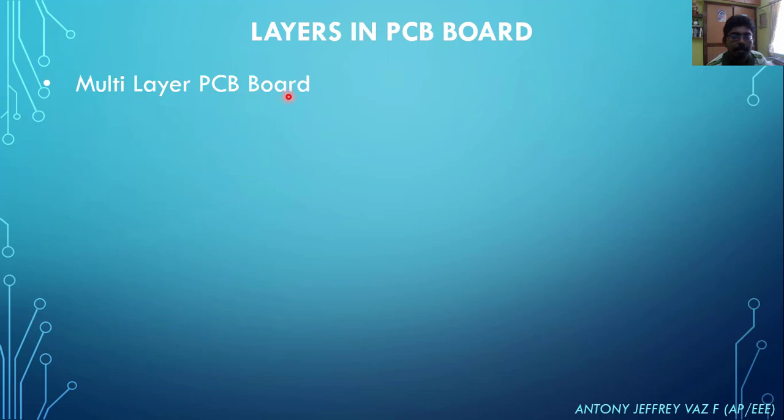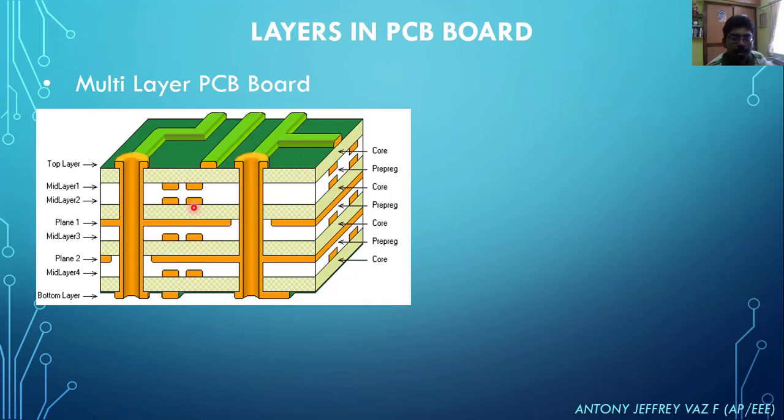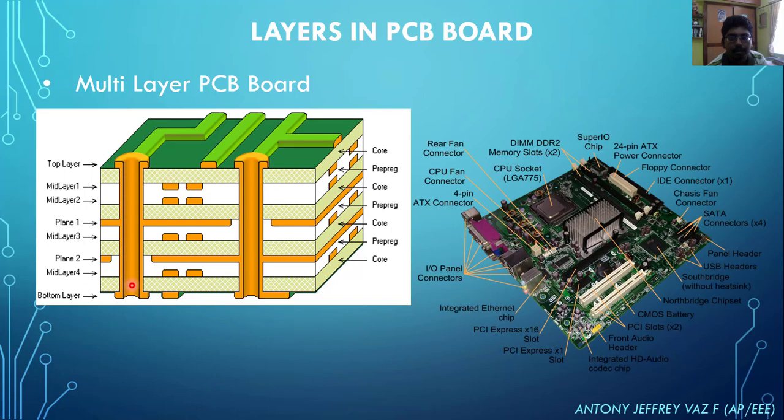Layers in a PCB board continues. It's a multi-layer PCB board. Here shown is a multi-layer PCB board. It is a 6-layer board. You can see the top layer and middle layers. And the last one is the bottom layer. You can see the hole through the layers. This hole acts as a conducting medium of all the layers. The example is a motherboard. You may have seen these motherboards in common desktop PCs and laptops.